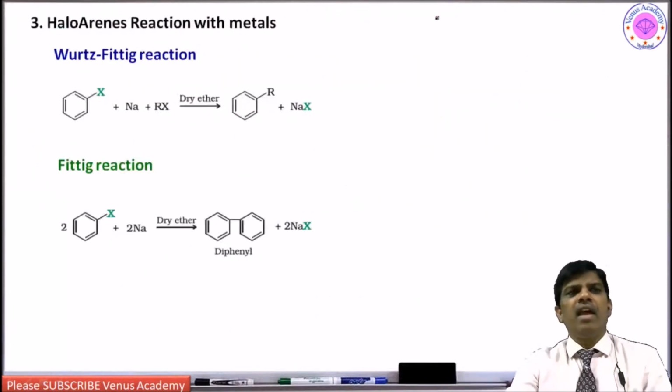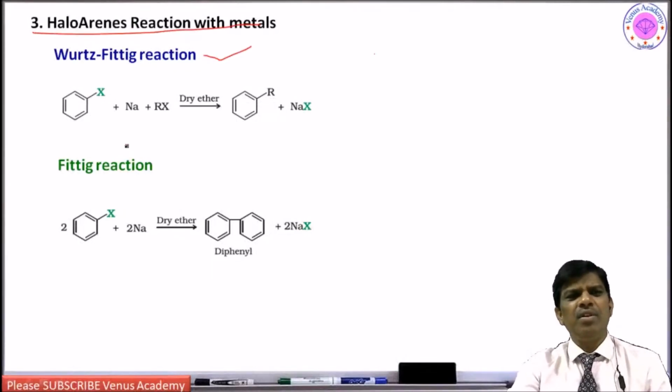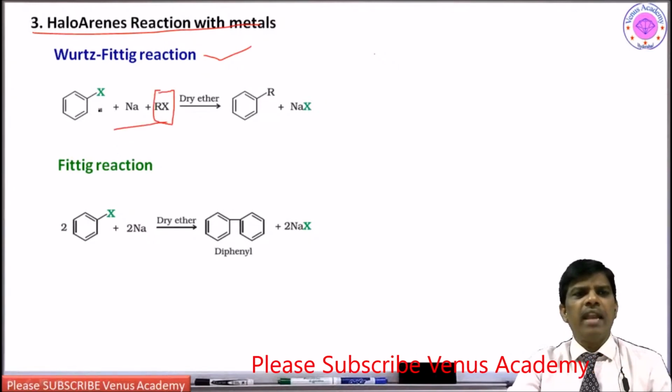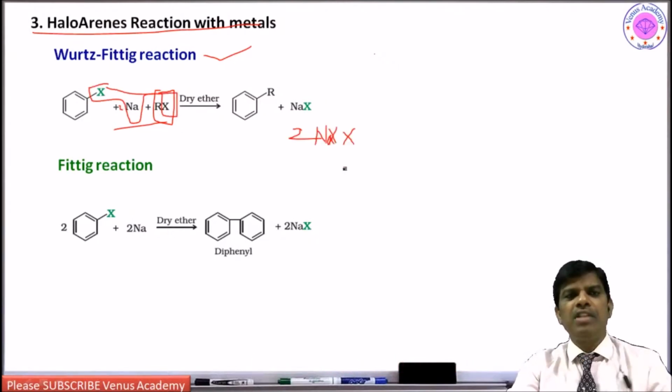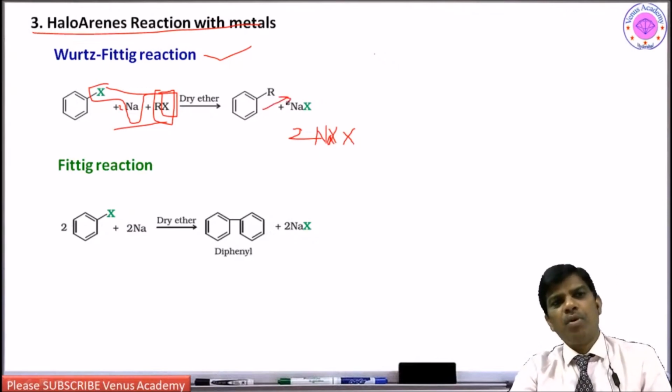Next. And haloarenes, what I said, the third category of reactions haloarenes undergo is the Wurtz-Fittig reaction, which nowadays we are not doing, though it is very important to do. Alkyl halides, sodium and aromatic halides in the presence of dry ether. What is going to happen? It is going to take out this halogen, and the sodium with this halogen is going to go out, and it is going to give alkylated aryl compounds.